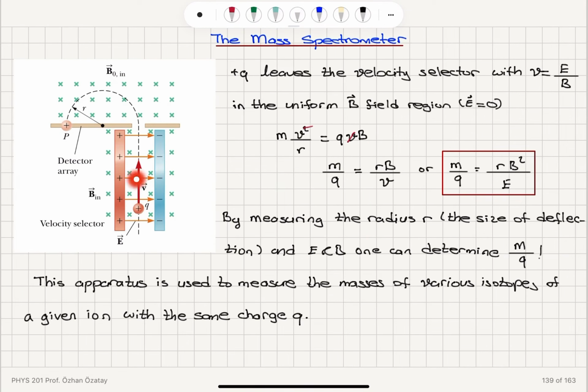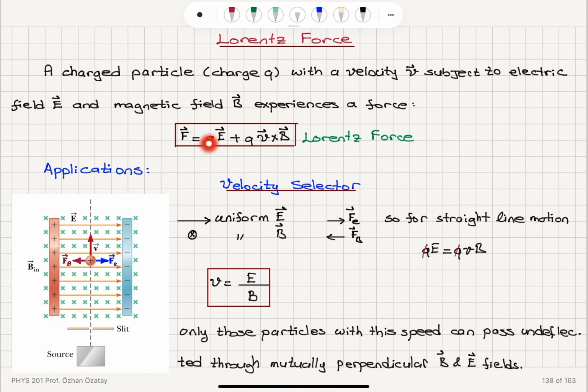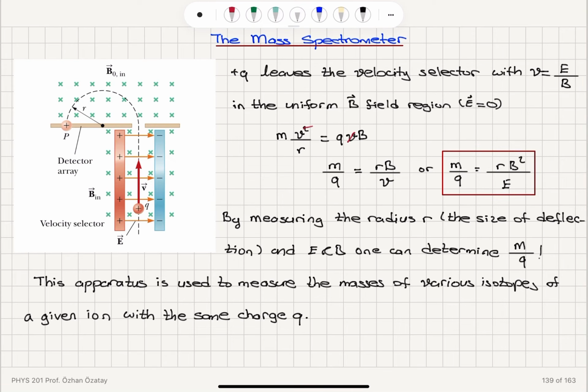And will reach a mass spectrometer which basically has a uniform magnetic field in it, no electric field, and therefore we will observe the circular path of these charged particles, and the centripetal force m v squared over r will be qvB, just the magnetic part, since the electric field is zero in the Lorentz force in this region. And therefore we will have m over q equals r B over v.